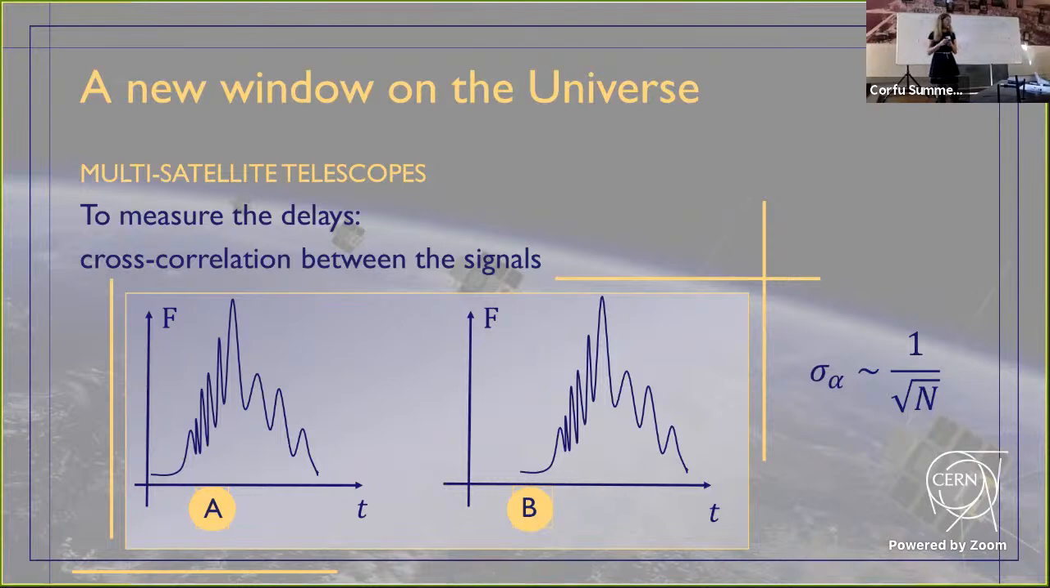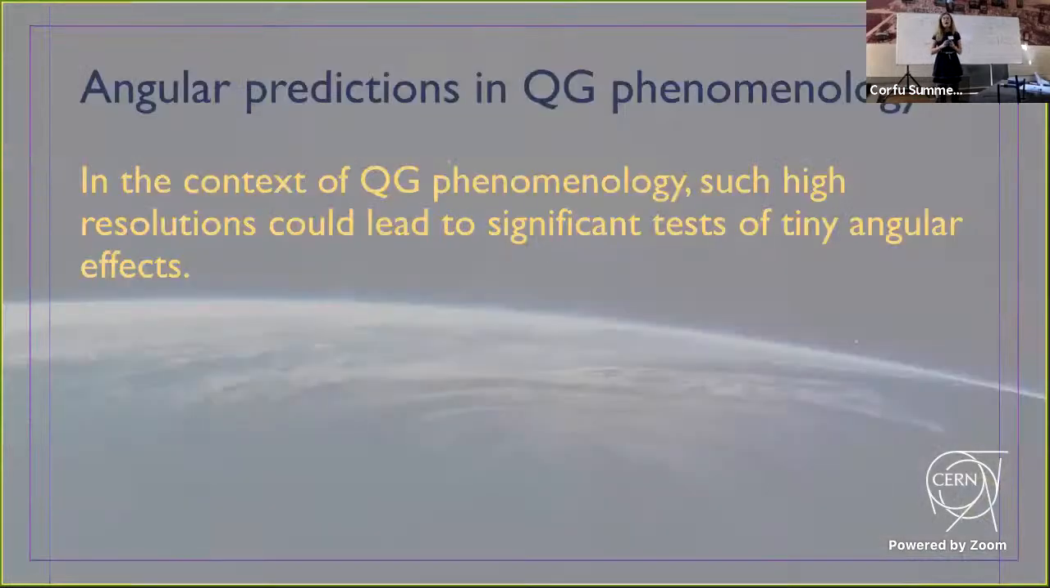And obviously, the thing that is very interesting for us is that the precision for the angular measurement increases, roughly speaking, as the square root of the number of satellites. So we see how many orders of magnitude we can gain simply playing with this quantity here. So in the context of quantum gravity phenomenology, such high resolutions could lead to tests of very tiny angular effects, because any quantum gravity effect is expected to be suppressed by the quantum gravity energy scale.